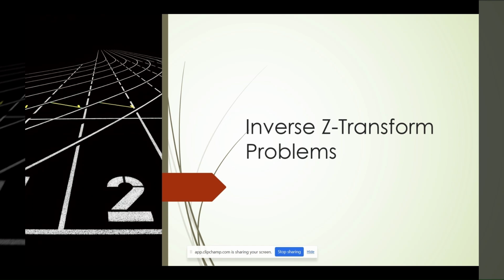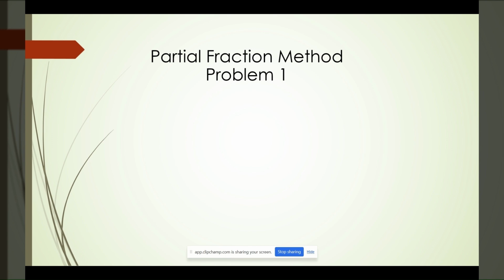In this video lecture, we will see the various types of problems in inverse Z transform, particularly in the partial fraction method. Coming to problem number one, the partial fraction method is used to convert the given rational function X of z, which is the ratio of polynomials in z, into the discrete form. The Z transform is one of the important methods to obtain the discrete time sequence x of n from its Z transform X of z.